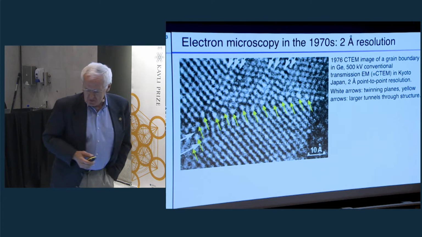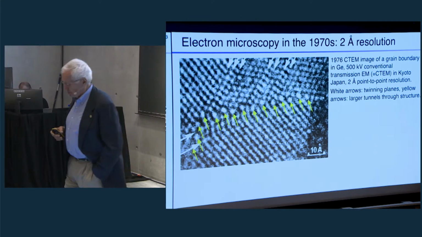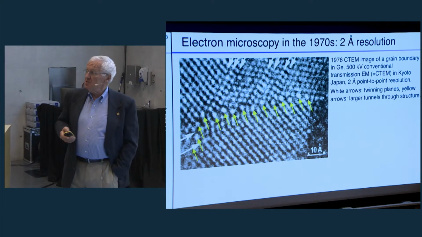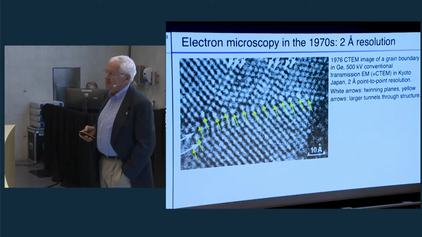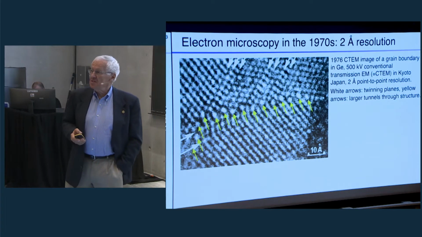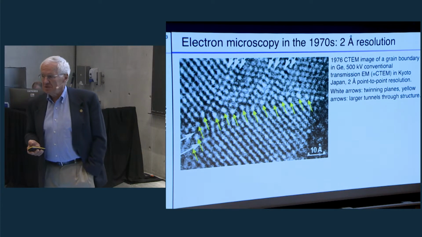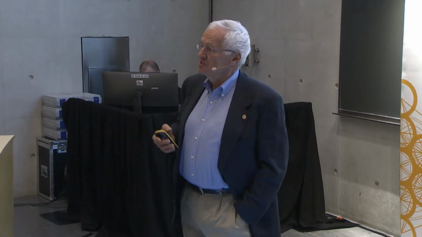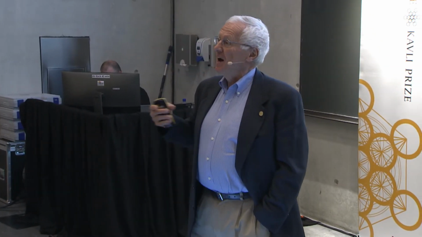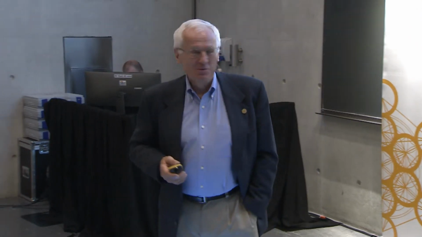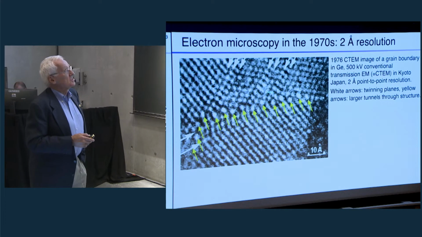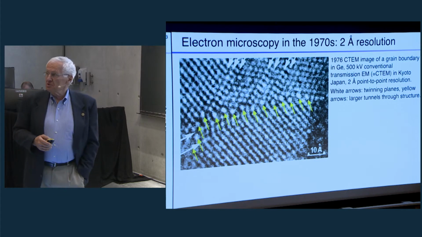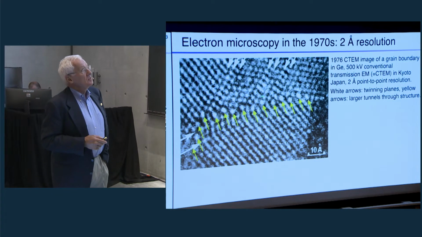So how did it come about, and what was my motivation for going into this? As a postdoc straight after my PhD, I went to Japan, because at that time they had the world's highest atomic resolution electron microscope in the laboratory of Professor Kobayashi, who had a good sense of humor, so he called it his harem. And his harem was producing images of this kind of quality. Here's a 2 angstrom point-to-point resolution image of a grain boundary in germanium.